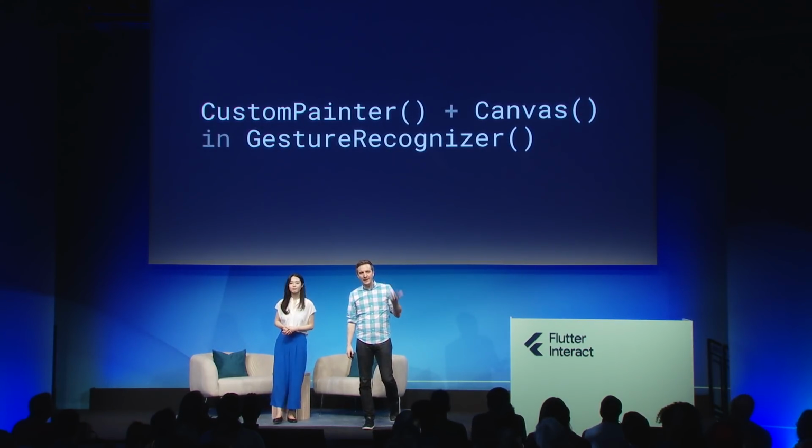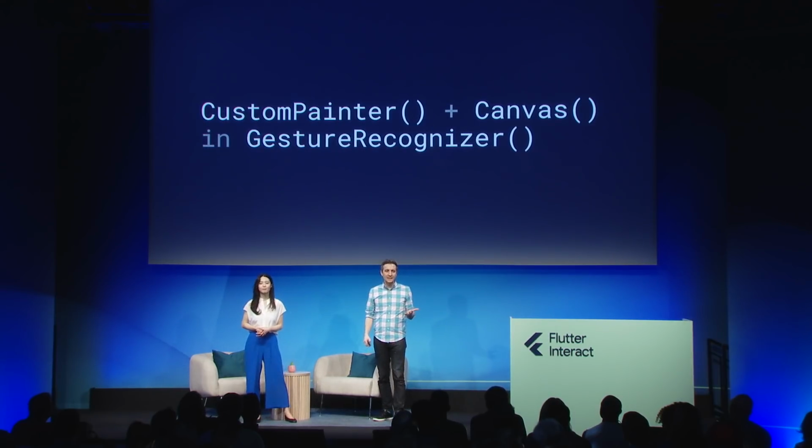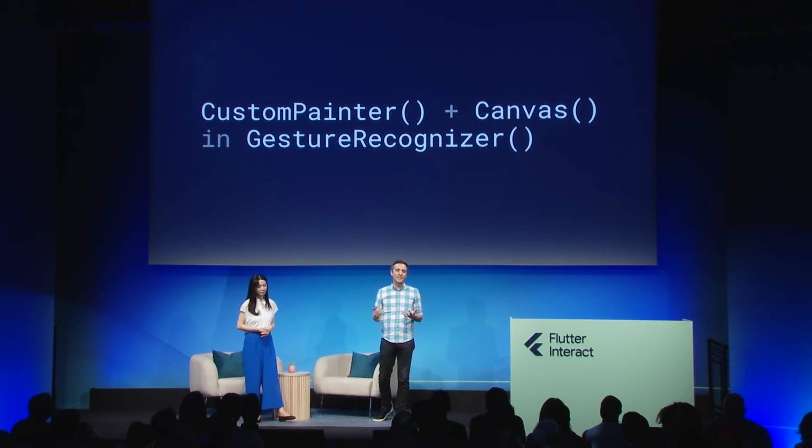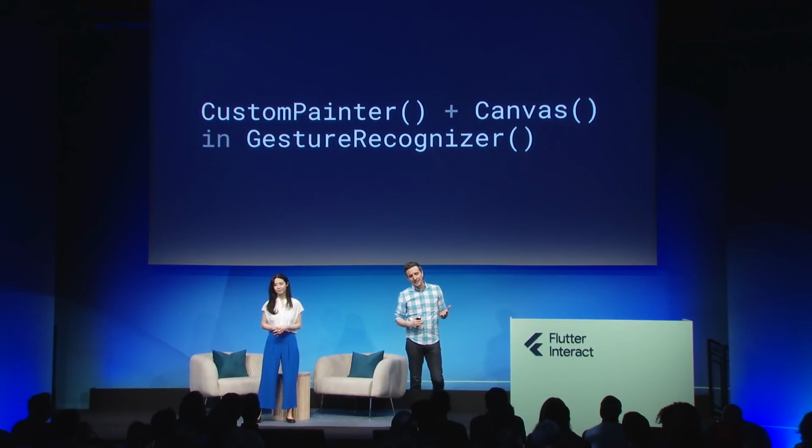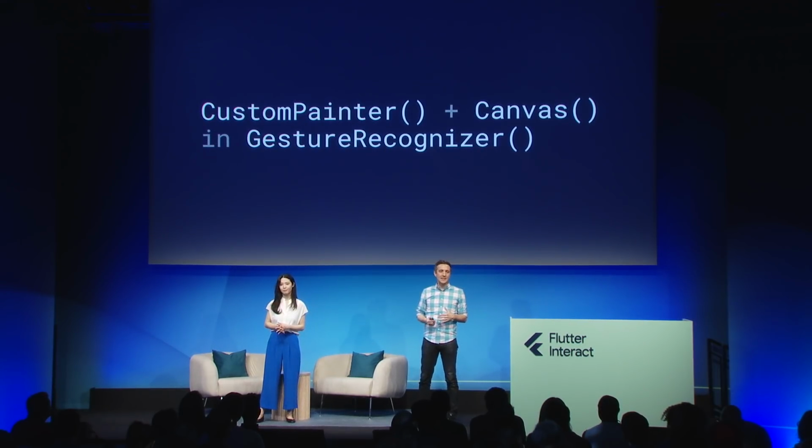So before I could get started with really anything, I needed sort of a harness that I could work within. And I figured, OK, I'll use Custom Painter with Canvas so that I can draw whatever I want on screen. I'll wrap that all in a gesture recognizer, which will give me contextual touch input. And it's pretty much all I need to get started.